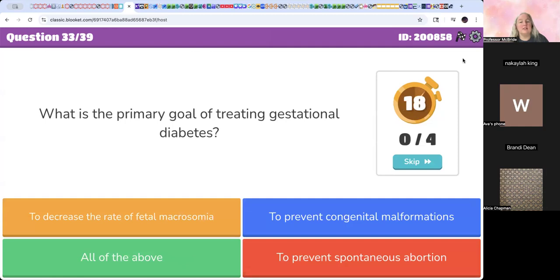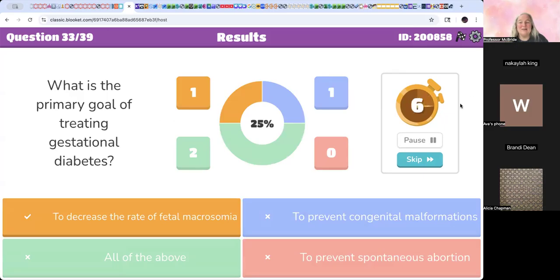What is the primary goal for treating gestational diabetes? Ava, this question's for you. We just talked about this. That was what she came in wondering more about, diabetes. Okay, the primary goal for gestational diabetes is to decrease macrosomia. Yes. Now I want to talk about this because look at the blue answer and the red answer. Those are both things that can happen with diabetes, right? But not with gestational diabetes.